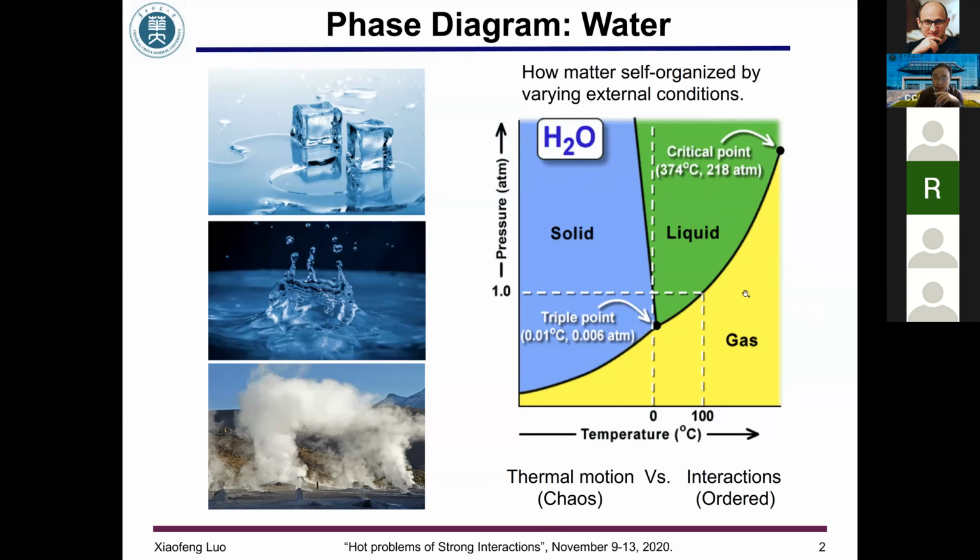Because this water phase transition is dominated by the electromagnetic effect, we see the phase transition happen around 100 degrees. We also have the first order phase transition line, and also the critical point. At the critical point, we know that the correlation length will diverge, and also the thermodynamic quantities, such as the specific heat, will diverge.